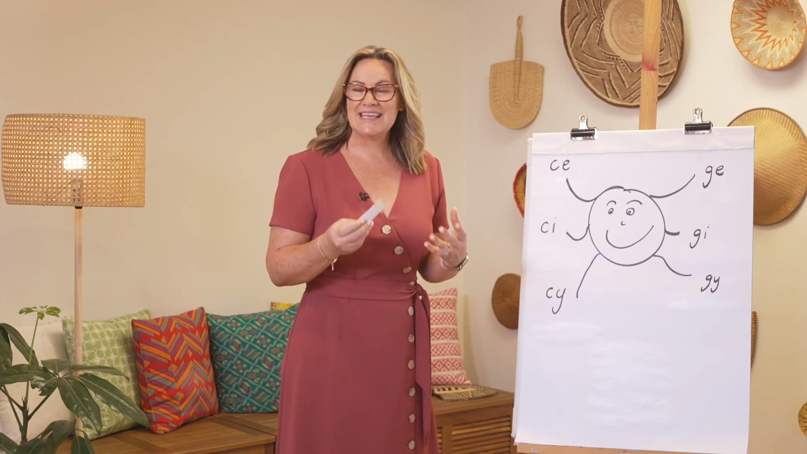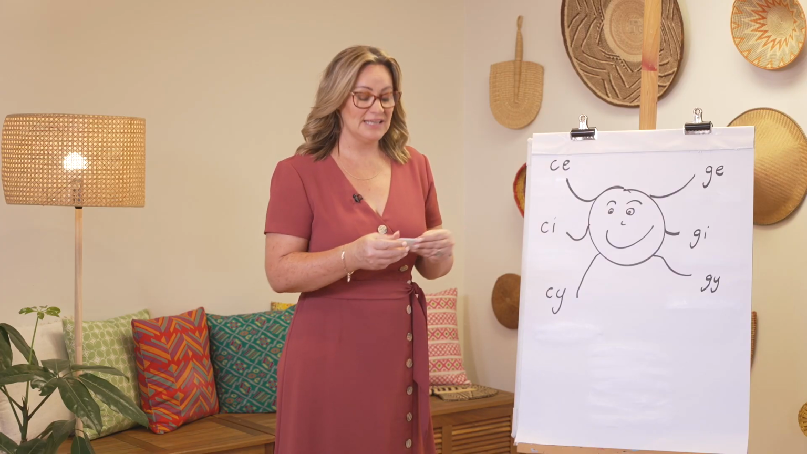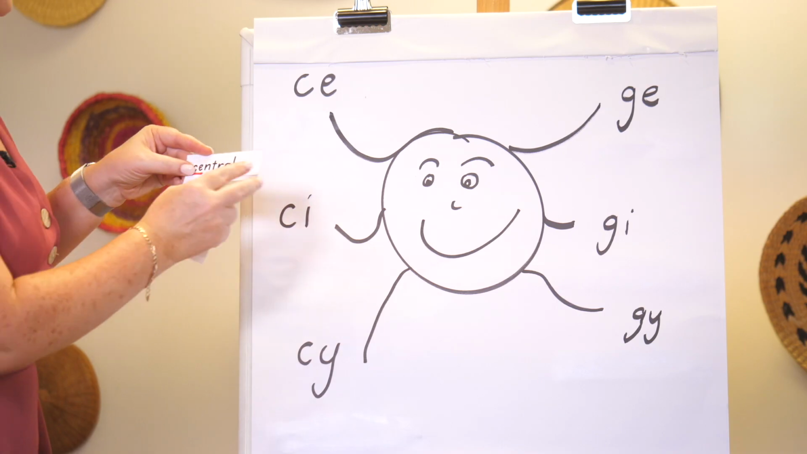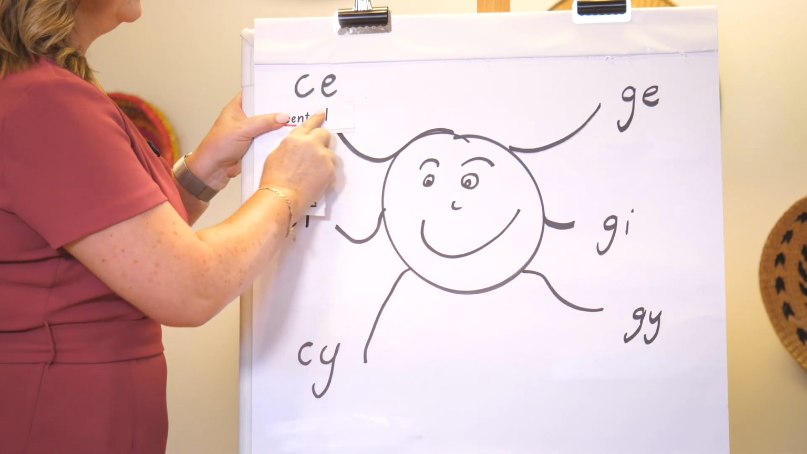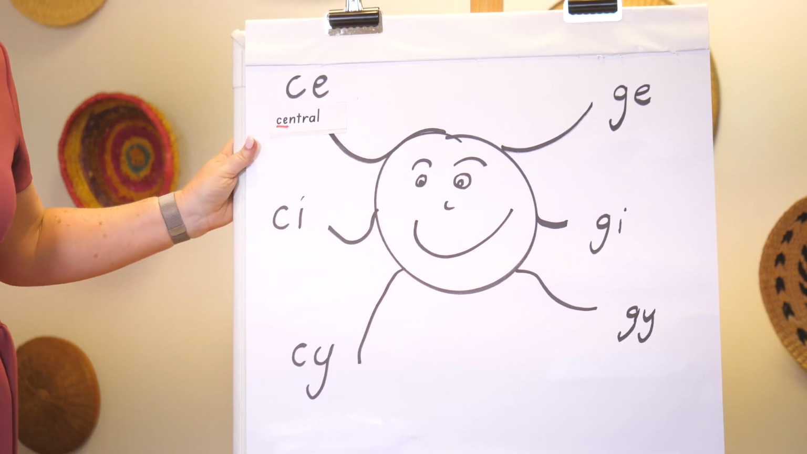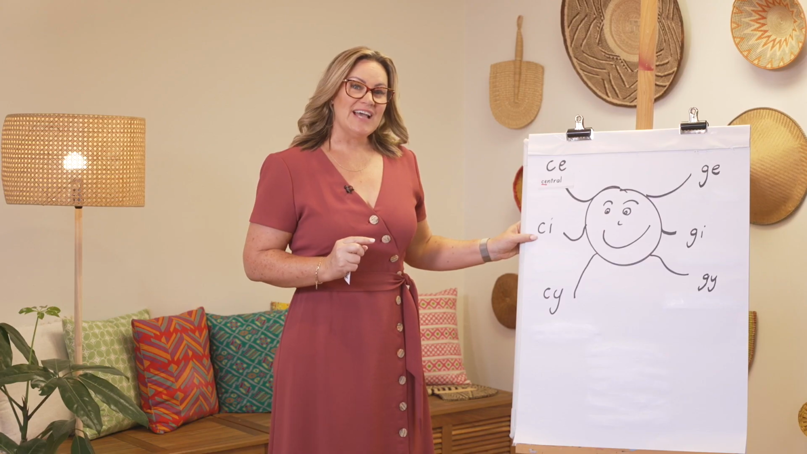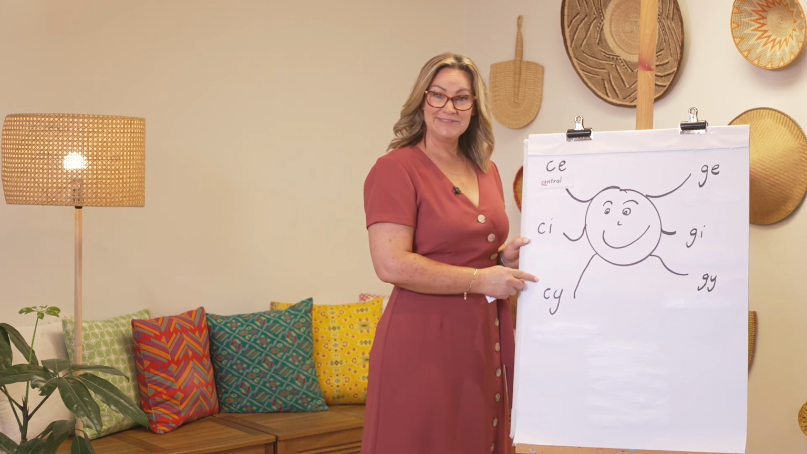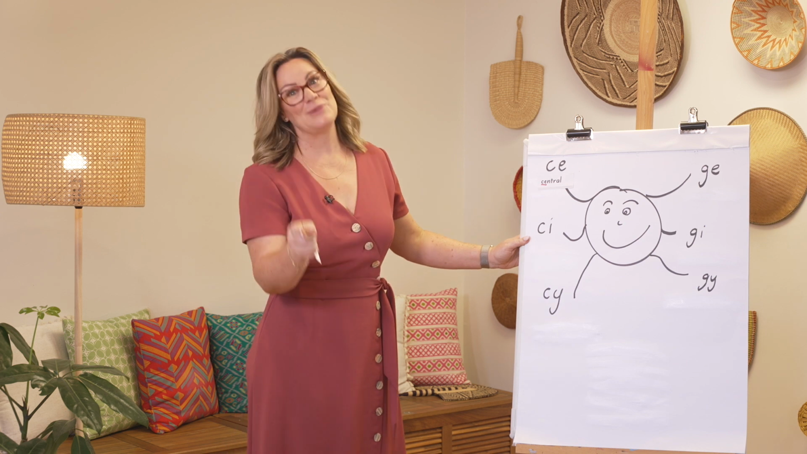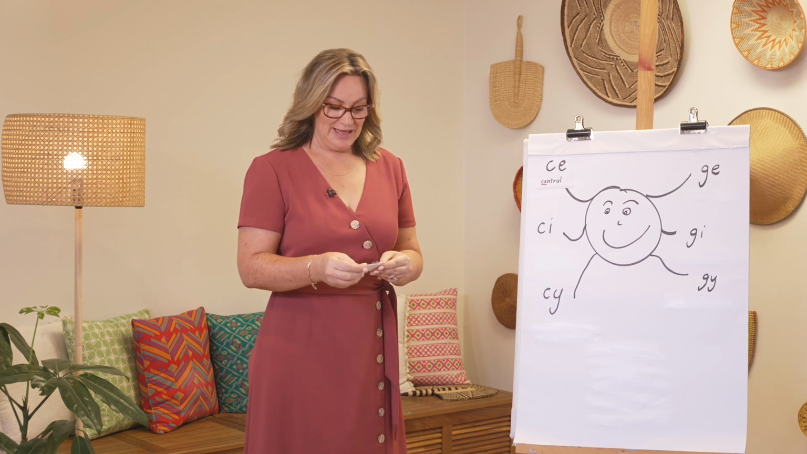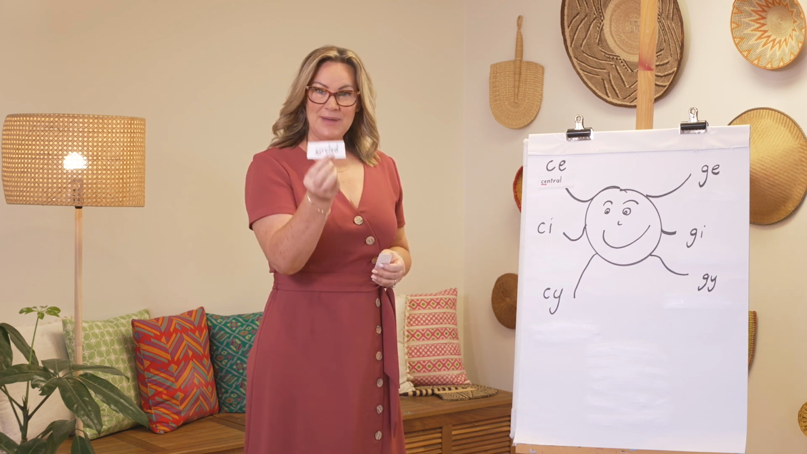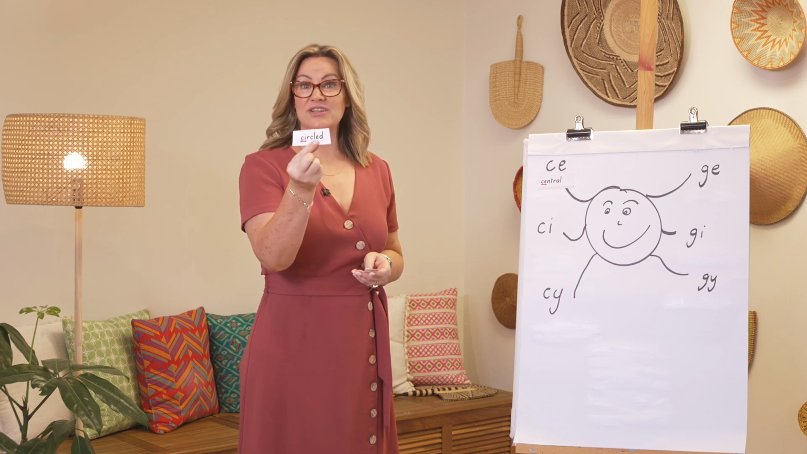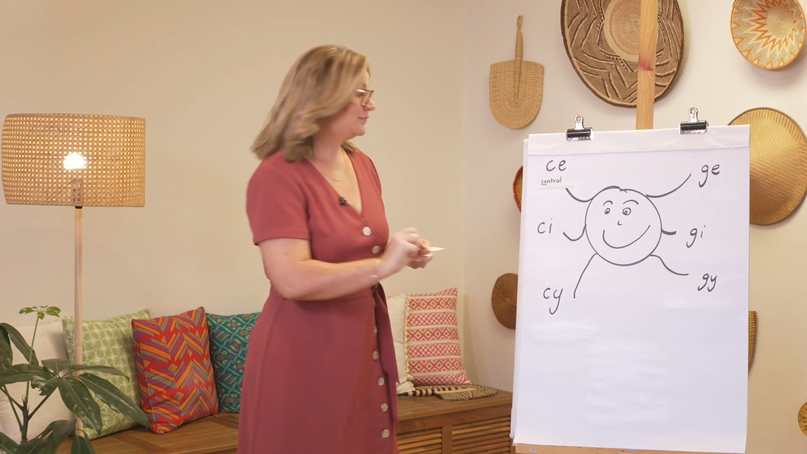So C-E makes it S, as in the word central. What was our prompt word for C-I? City. Did you have that on your list? I hope so, because that's one we need a lot for our writing. What about this one? Circle. This one's actually got a suffix on it, circled.